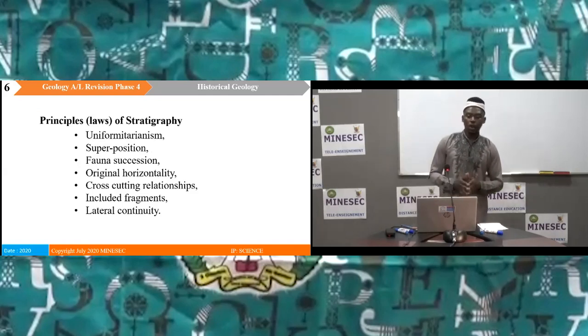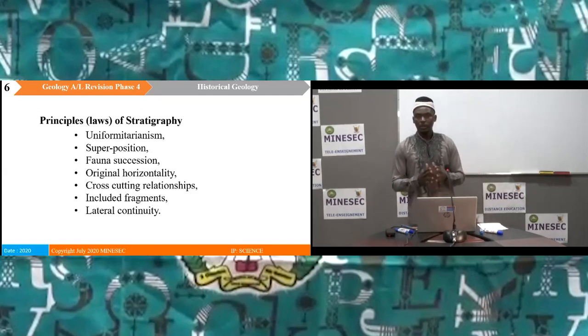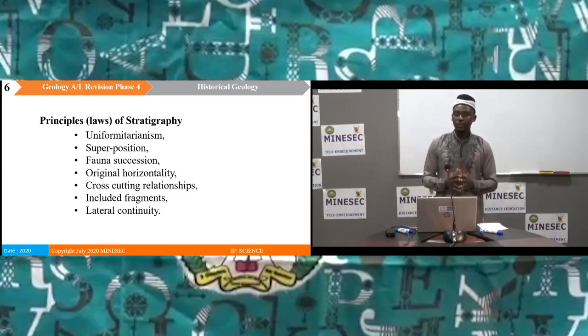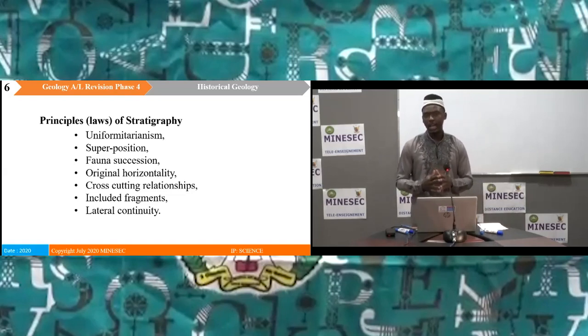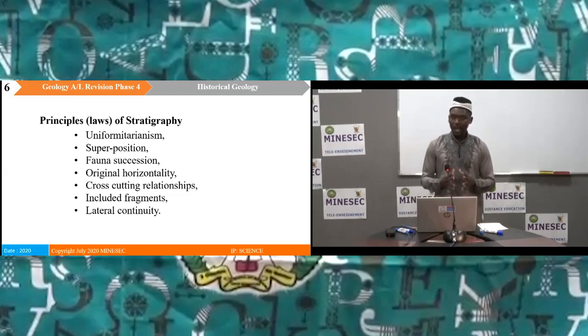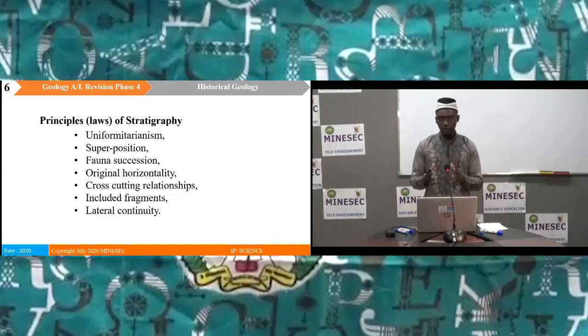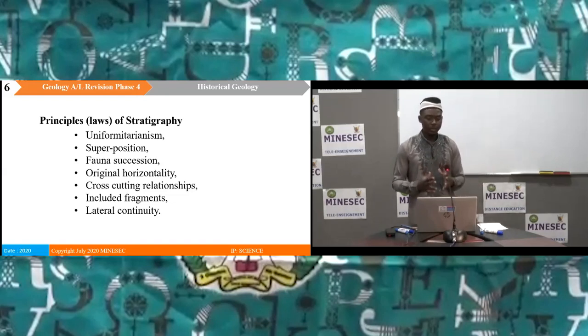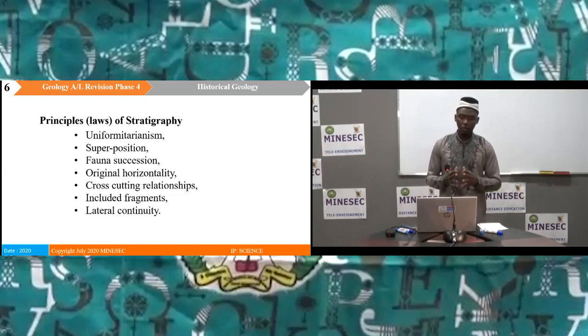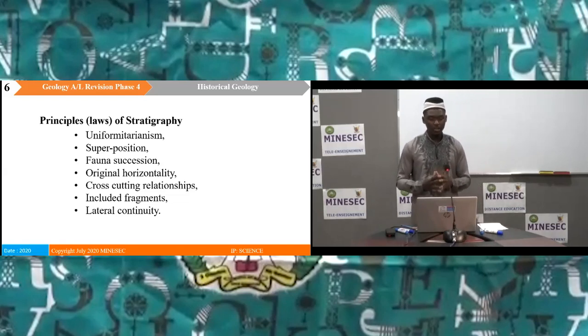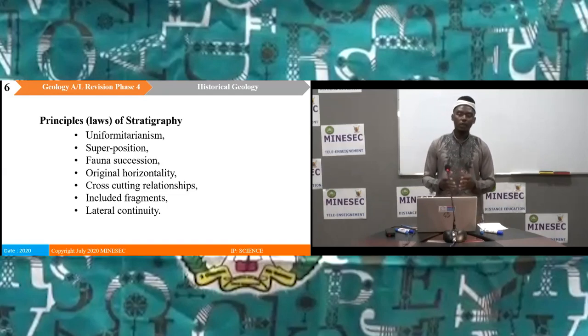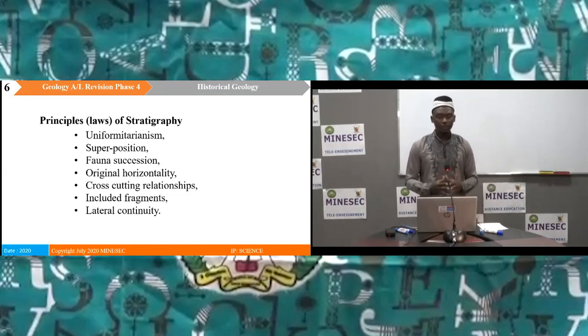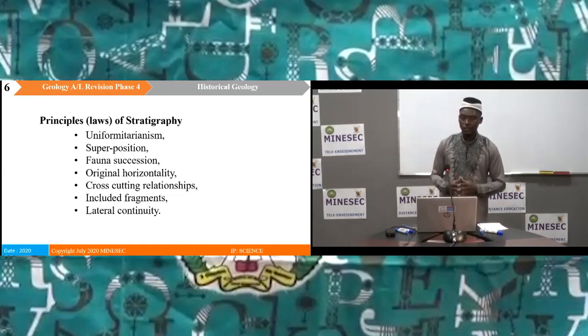Principles or laws of stratigraphy. These are the various laws or principles through which the Earth history has been established. We have the principle of uniformitarianism, the principle of superposition, the principle of fauna succession, the principle of initial horizontality, the principle of cross-cutting relationship, the principle of included fragments, and the principle of lateral continuity.